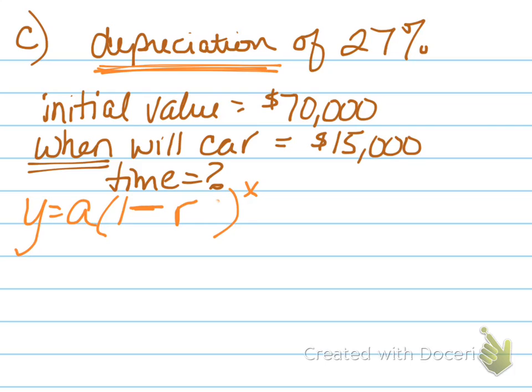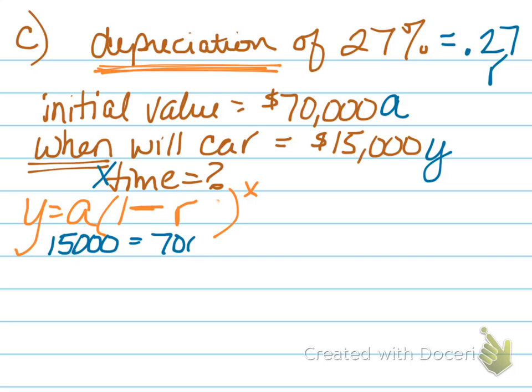So y is what the car will equal after the amount of time. A is our starting value. R is our percent, but we want to turn it into a decimal, so that's going to be 0.27. And x, that's our time. That's what we're looking for, so that's going to be our unknown. So plugging in everything we know, 15,000 equals 70,000 times 1 minus 0.27 to the x power.